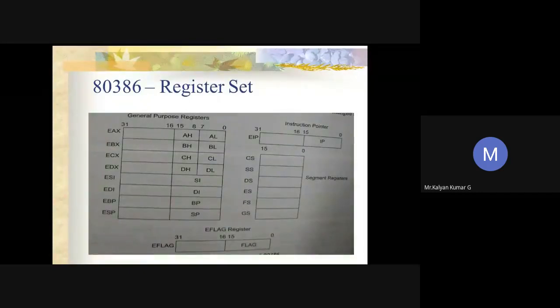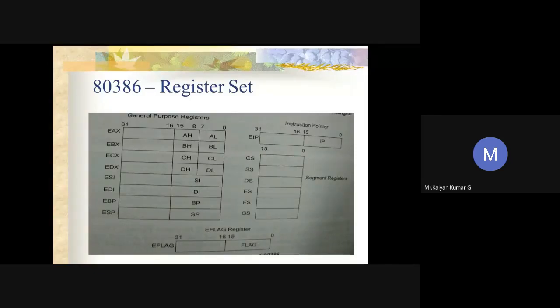So as the name indicates, what is EAX? We call it the accumulator register. 32-bit means we use it as EAX, 16-bit means we use AX, and 8-bit means either AH or AL. You can use this register for multiplication, division, input, output operations, and shift operations. For all these operations, we use this register.